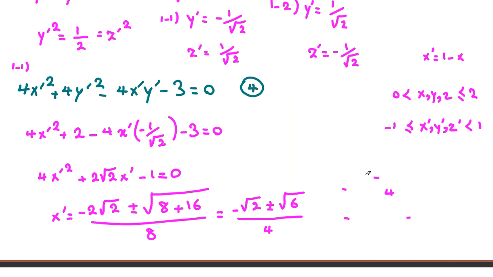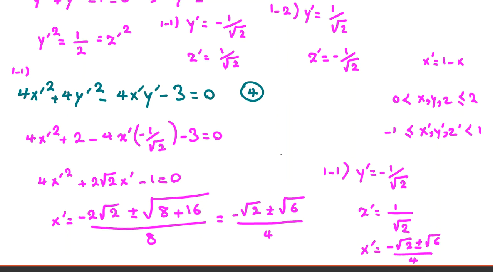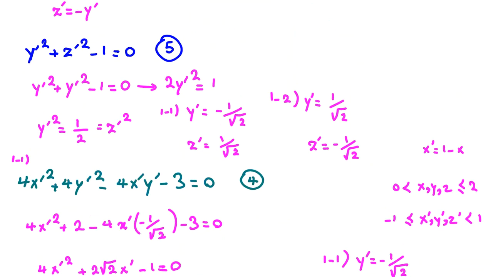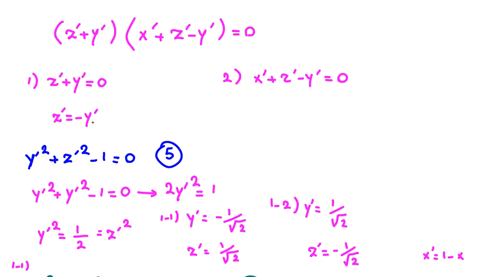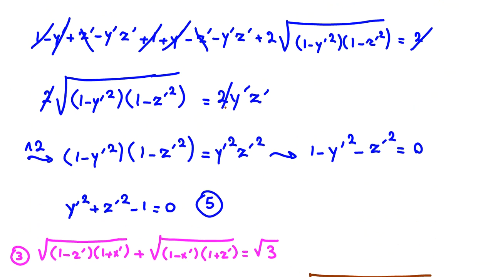Okay, so let's check this case. X can be these numbers. So let's consider case 1. In case 1, y prime equal to negative 1 over root 2, z prime equal to 1 over root 2, and x prime equal to negative root 2 plus minus root 6 over 4. I found how we can get rid of this case, that z prime equal to negative y prime, and we know it is not 0. So let me tell you in which equation it was related to, yes, here.